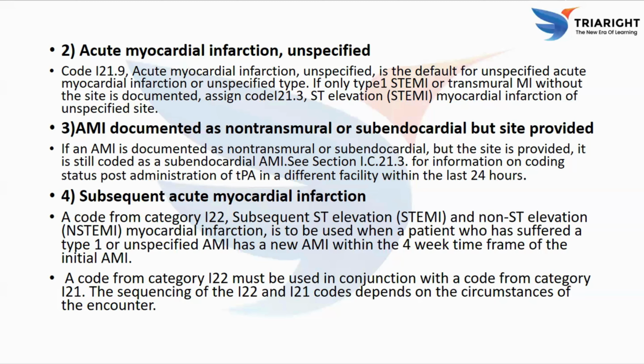And then acute myocardial infarction documented as non-transmural or subendocardial but site provided. Non-transmural or subendocardial means the heart attack affects only part of the heart wall but not the full thickness. That is why it is named non-transmural or subendocardial. So if the doctor gives a specific site, you still code it as a subendocardial MI, that is NSTEMI, not STEMI. Okay.